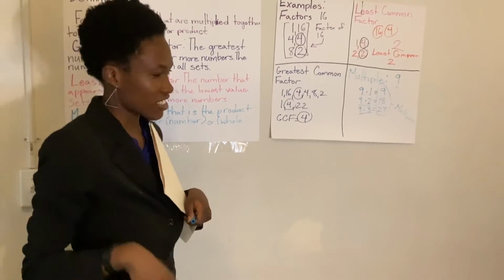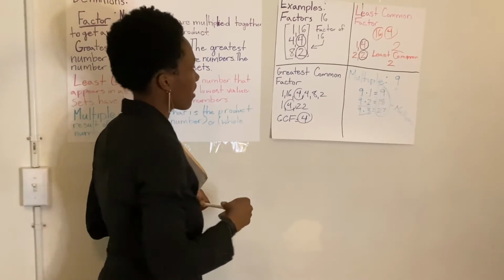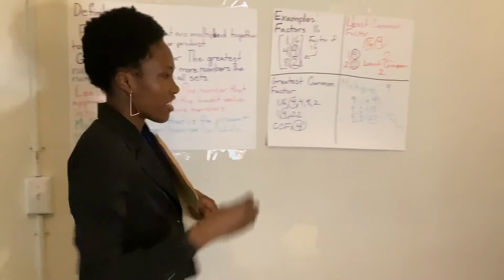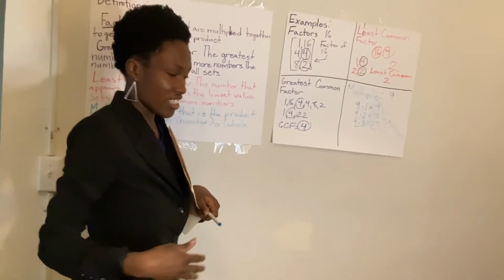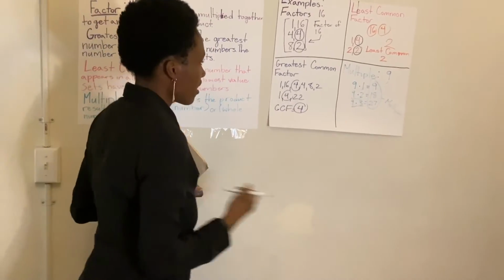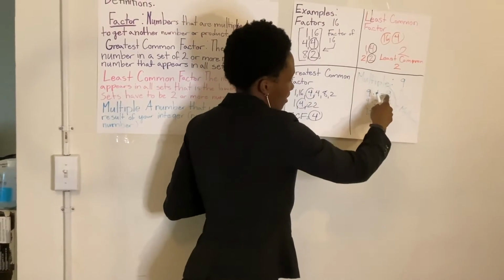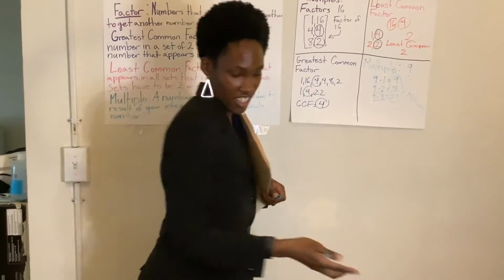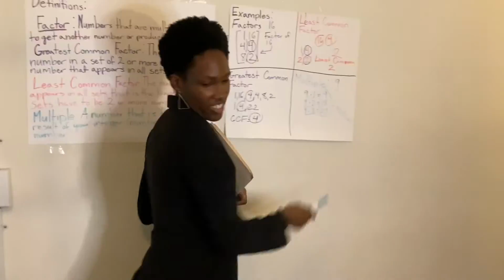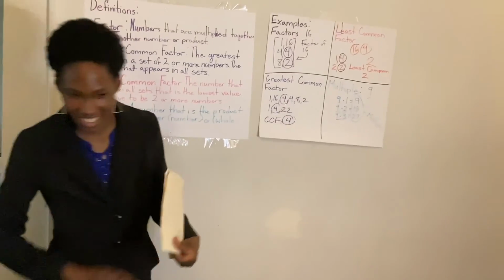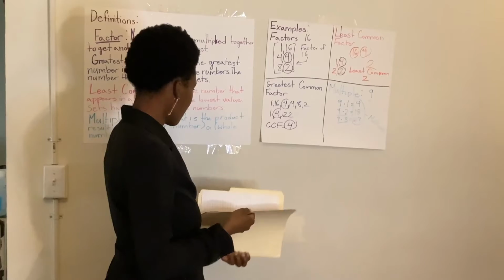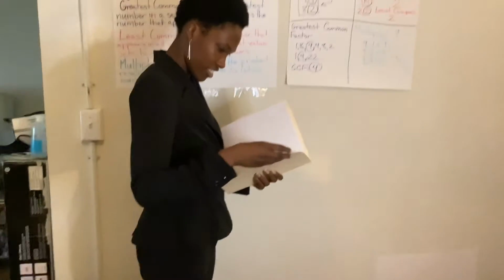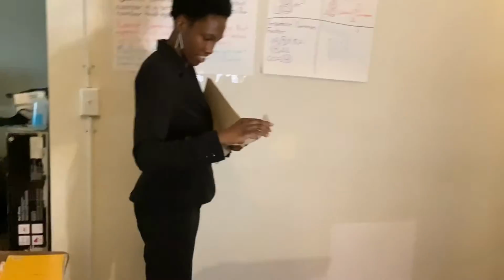And some people get a little bit confused because sometimes they think, oh, but the factor is this and that. Well, the factor is the numbers that make the product. The multiple is the product that comes from the numbers. So anything that you multiply by 9, 18, and 27 will all be multiples of 9. And this can apply to any number that you do. So I know that was a lot, but what we're going to do is I'm going to hand out these worksheets that you're going to do.